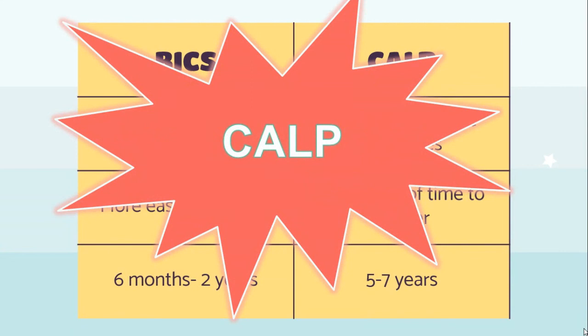This means we need to focus on the CALP in foundation phase. We want them to have an understanding of the language in order to acquire the language at the required level. So for your first additional language, you're looking at CALP, but then for your third language that you're teaching them, that would be the BICS, the conversational language.